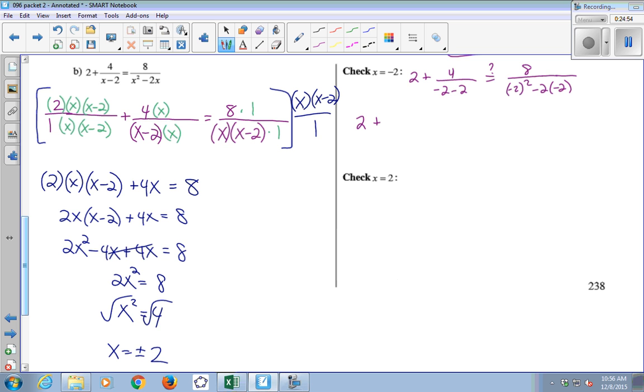4 over negative 4 is negative 1. Okay, does that equal 8 over, what's negative 2 squared? 4. Okay, so this is 4. Negative 2 times negative 2 is positive 4. What's 2 plus negative 1? 1. This is 8 over 8. Is that true? Yes. Okay, so the equation is in fact true if you replace the x with a negative 2. That means negative 2 is a solution.